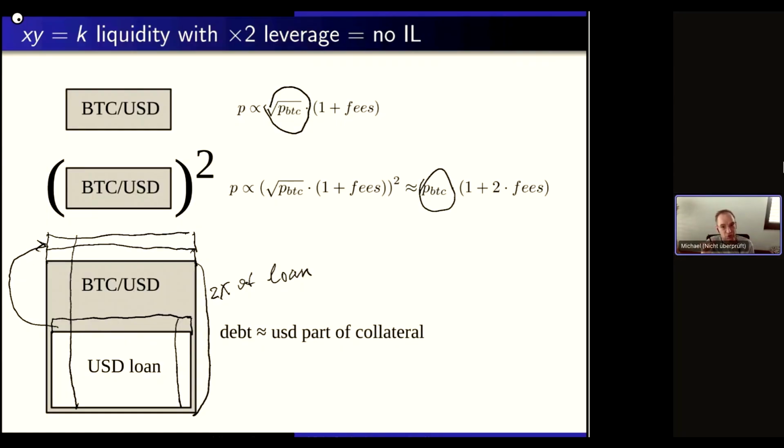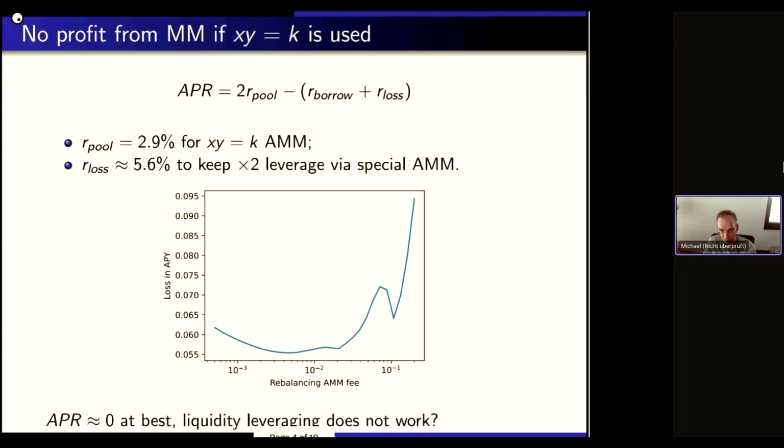But apparently, just this idea is not enough. If you apply this method to actual Uniswap 2 pools, it doesn't quite work. Of course, when you leverage by a factor of 2, that's nice because you earn twice as much fees. You of course pay the borrow rates, but let's forget about these for a second. And most importantly, you have this loss rate. This loss rate is associated with us changing the loan size and buying more collateral or selling some collateral to repay some of the loan all the time.